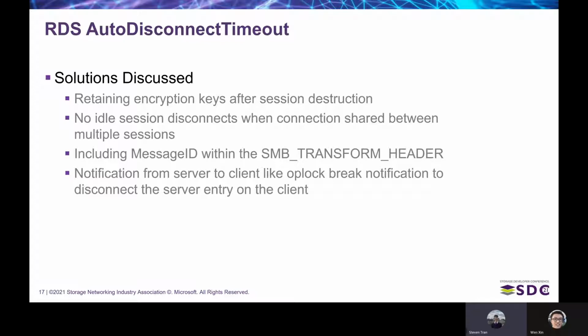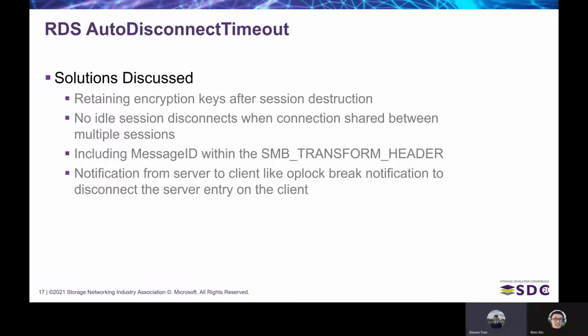And the second solution is to not do any idle session disconnects at all when the connection is shared between multiple sessions. And this would work as well, but it is similar to the first solution in that it would not be ideal for optimally allocating resources for the SMB server, because there can be thousands or tens of thousands of idle sessions just sitting around, and we could potentially clean them up. So the third solution, which is potentially a protocol change, is to include the message ID within the SMB transform header.